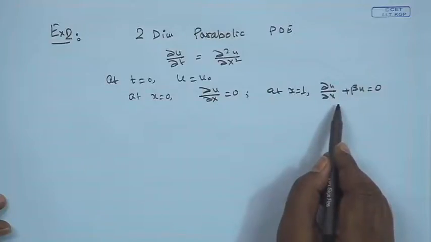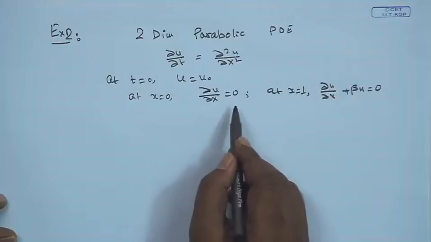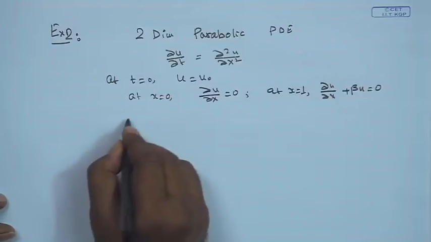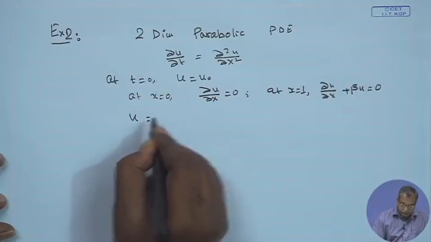Now in this particular problem, we have a Neumann boundary condition at x is equal to 0 and a mixed boundary condition at x is equal to 1. We have not attempted this problem earlier, so let us look into the solution of this particular problem. Again we will be going ahead with a separation of variable type of solution.